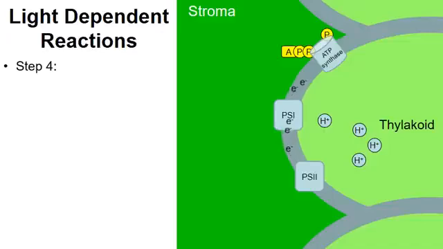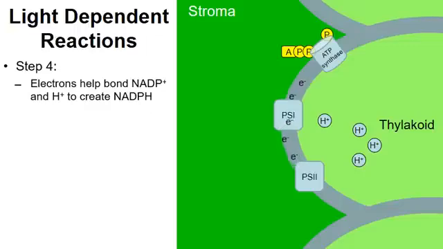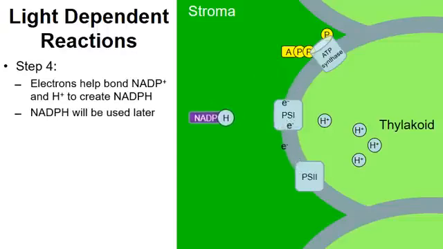So now that we have our full electron transport chain, let's move on to the next step. In the next step, a molecule called NADPH will be created. In the stroma, NADP and a hydrogen are drawn together, and the electrons of the electron transport chain help these two bond together to make a really important molecule called NADPH. NADPH can be viewed as a carrier of hydrogen, like a taxi whose job it is to carry hydrogen from one place to another. We'll come back to it in a little bit, but it's really important that NADPH was just created.